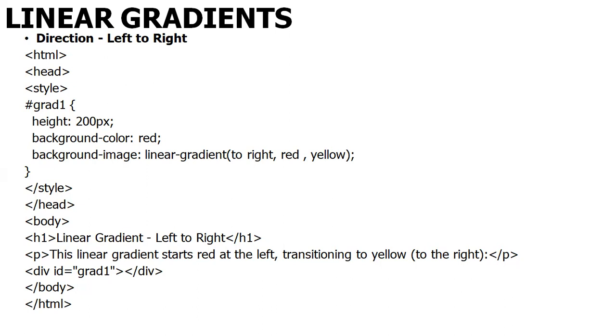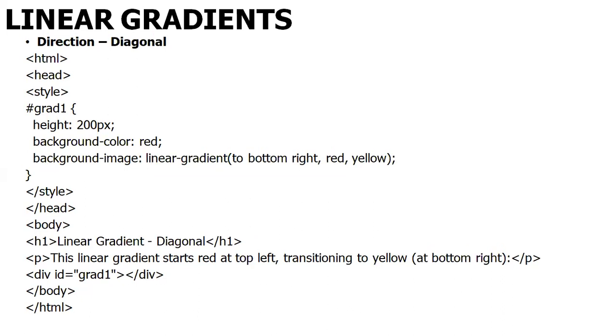The paragraph: this linear gradient starts with red at the left and transitions to yellow at the right, and the paragraph tag should be closed. In the div tag, ID grad1, the div tag should be closed. The body tag should be closed. The HTML should be closed. The direction, diagonal direction, how we are going to create in linear gradients.